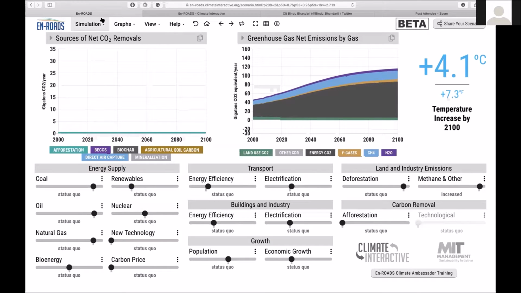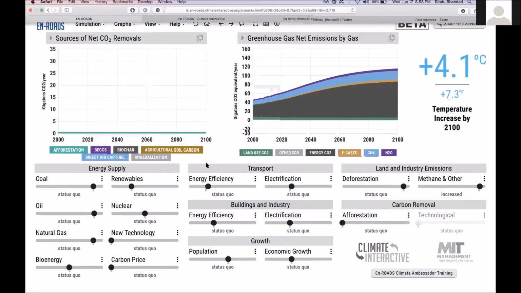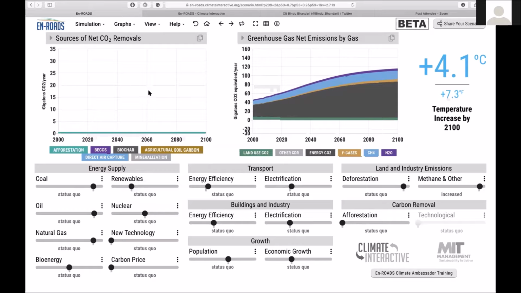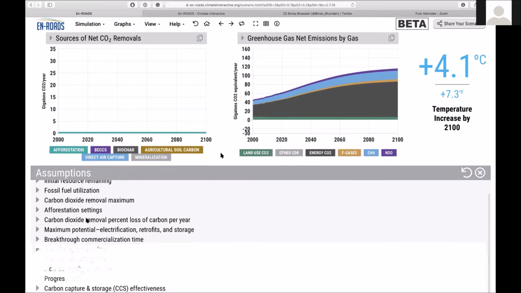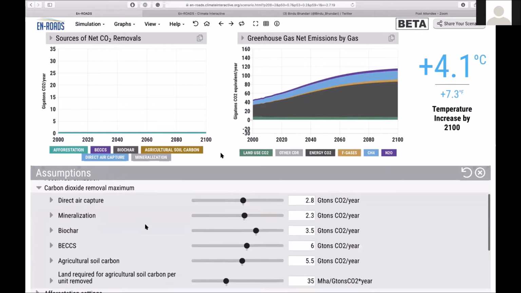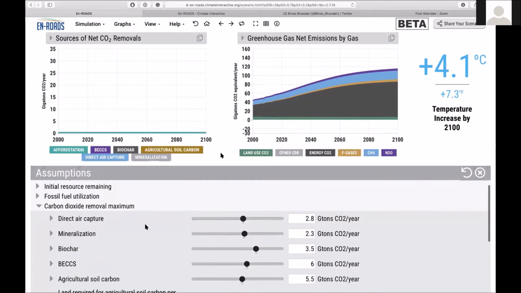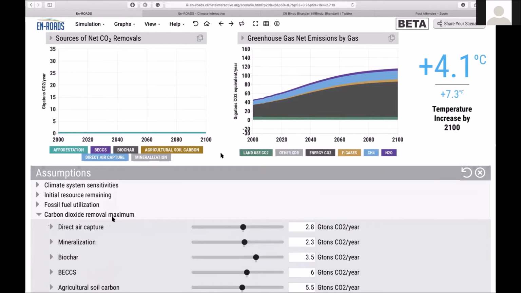Also, if you are not very satisfied, if you think something differently than what is shown as default in this simulator, what you can also do is, in the simulation tab over here, you can actually change the assumptions that are used in this tool. So as I said, this is a very transparent tool, and everything can be seen over here, what is the source of the data that we are getting from. For example, in the assumptions, there is this option, carbon dioxide removal maximum.